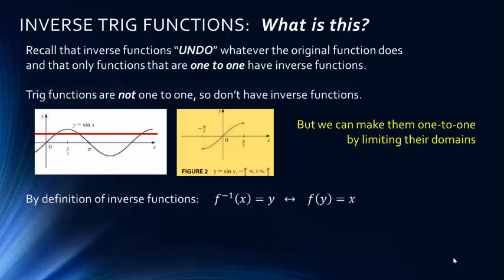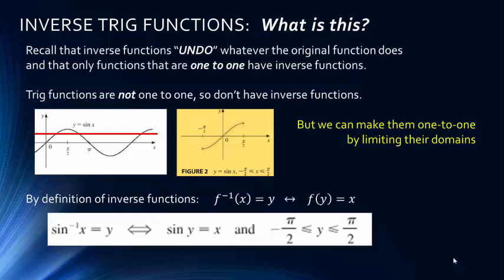Remember, the notation for inverse functions looks like a negative exponent on the function. We read this as f inverse of x equals y, which we could also write as f of y equals x. So the inverse function of f of x is equal to y, and we could also read that the same as f of y equals x. Remember that we're replacing the variables.